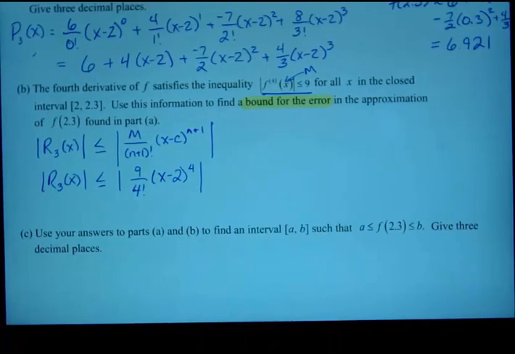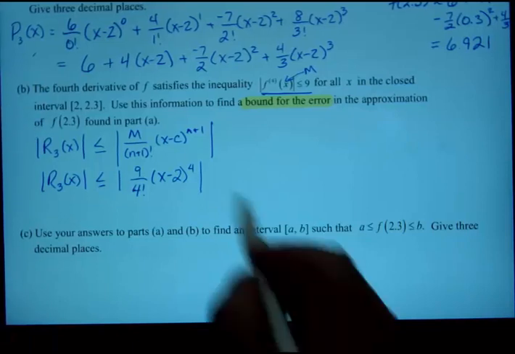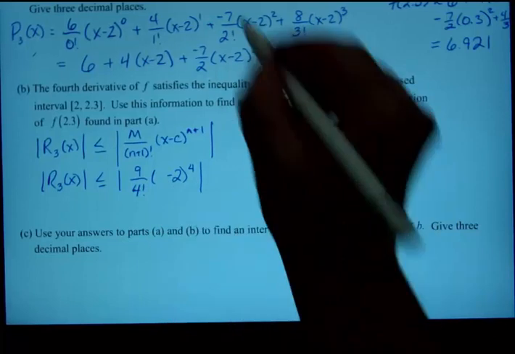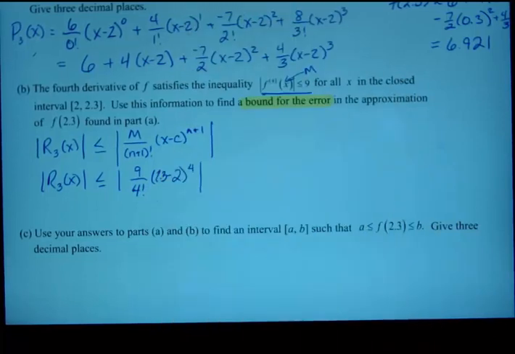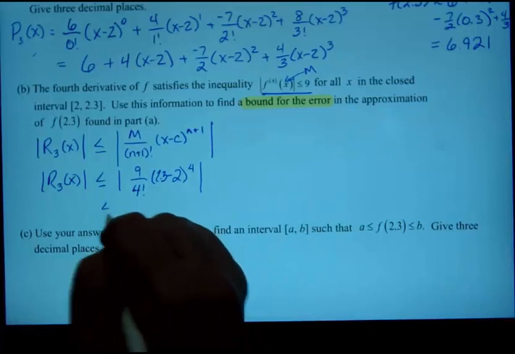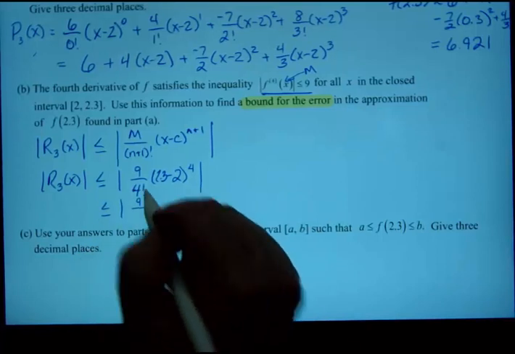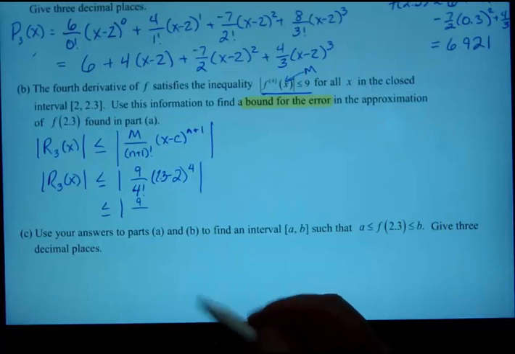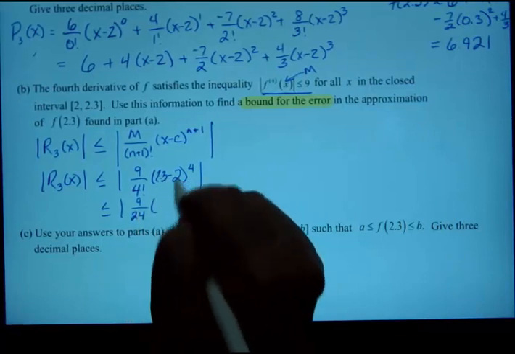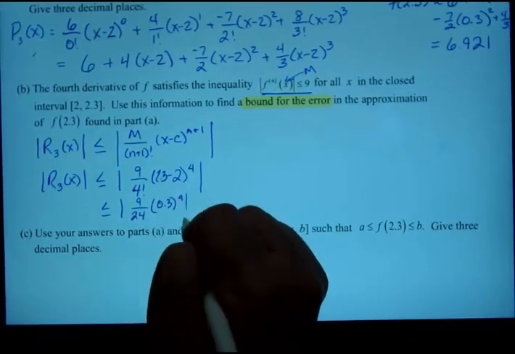But wait a minute. This is supposed to be a number. I didn't put in a number for x. Did it tell me what x was? X is 2.3. It's in the question. Look right here. It says f of 2.3. So that's my x value. So go back. My apologies. I should have caught that beforehand. 2.3 goes there. So it's less than or equal to, let's clean this up a little bit. What is 4 factorial? 24. 24. And the parentheses, 0.3 to the 4th power.